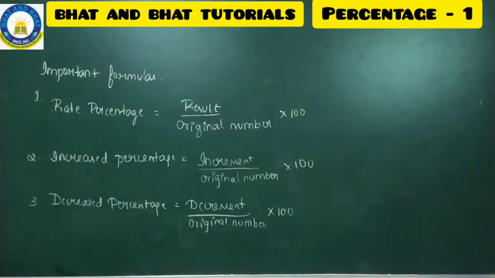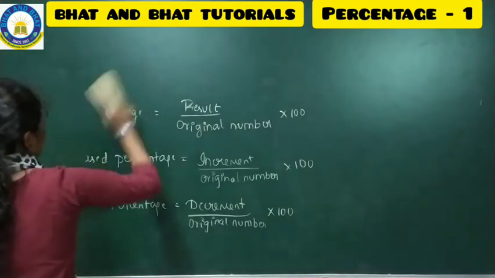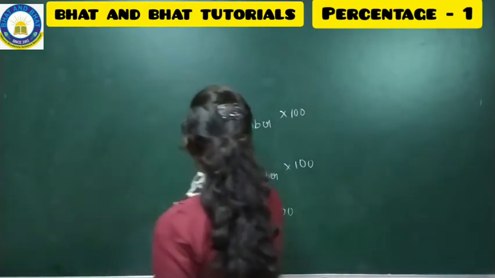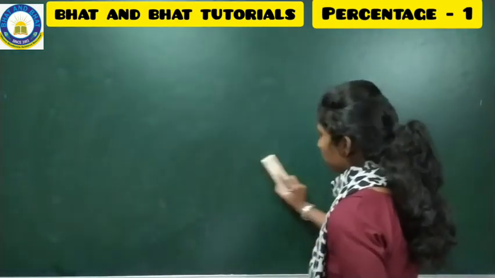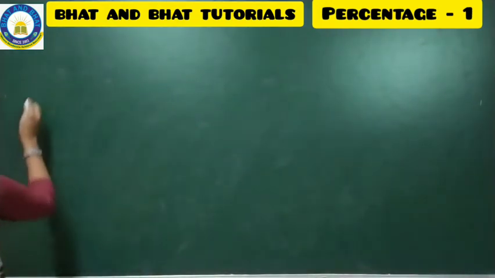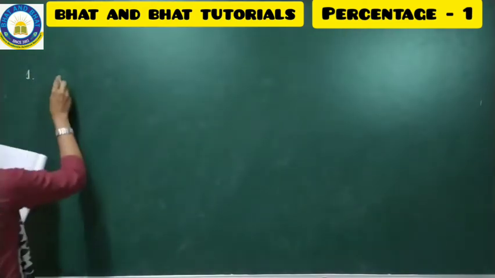So fine, hope you all copied the formula. Let me go with the problems now. One by one we'll just cover the problems. So this is chapter, okay. The first one. What is the percentage form of 0.4?